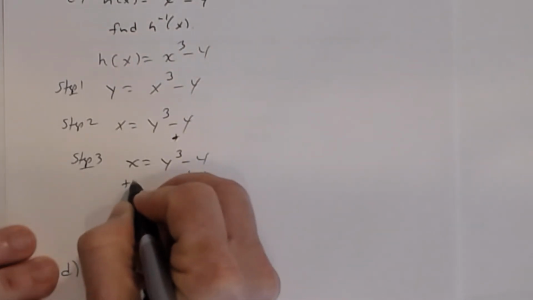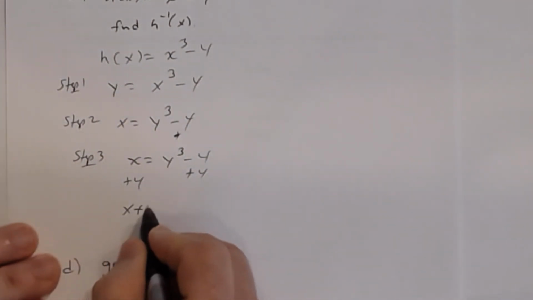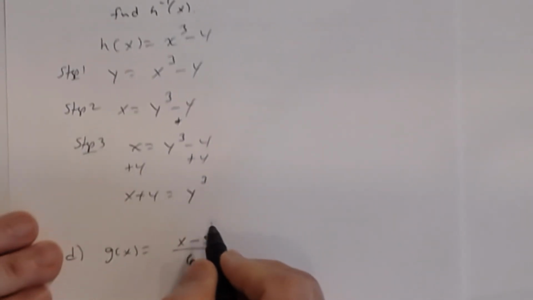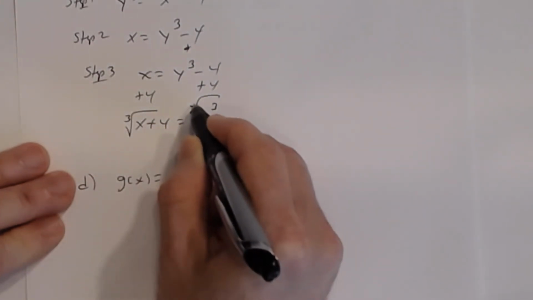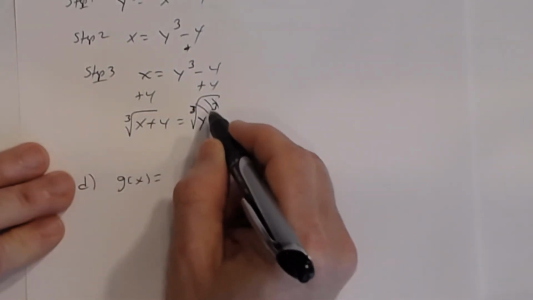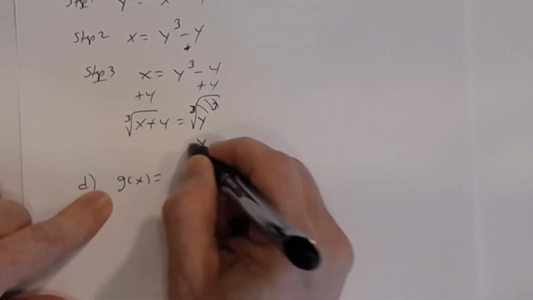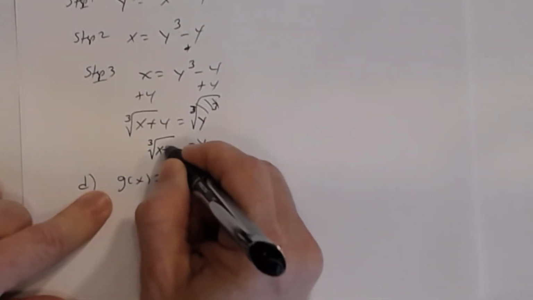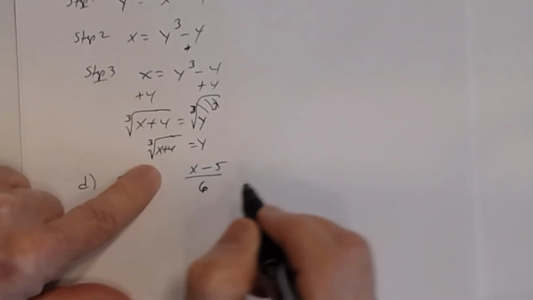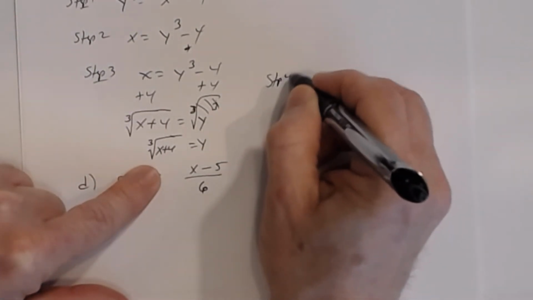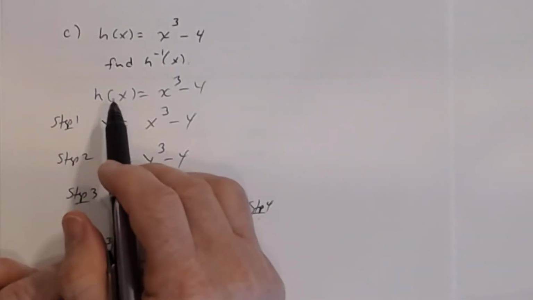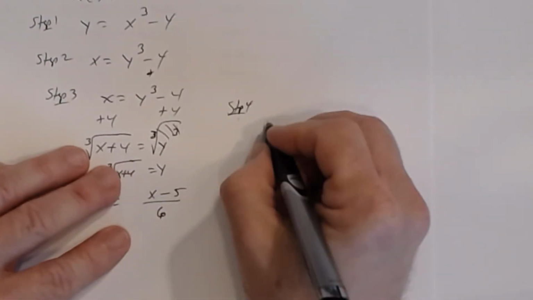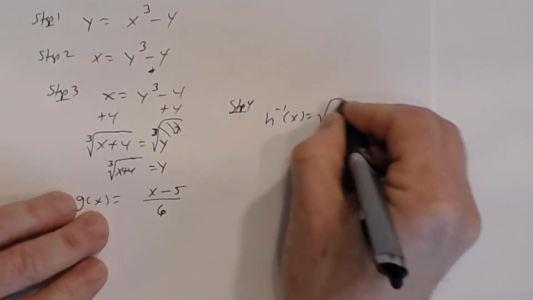So I'm going to add 4 to both sides. So I get x plus 4 equals y cubed. Then I'm going to take the cube root of both sides, just like this. And the cube and the cube root undo each other. So you get y equals the cube root of x plus 4. And there's the inverse. So step 4 is to replace y with the inverse. Now be careful, don't say f inverse, because this is h. So you got to say h inverse. So h inverse of x will equal the cube root of x plus 4.